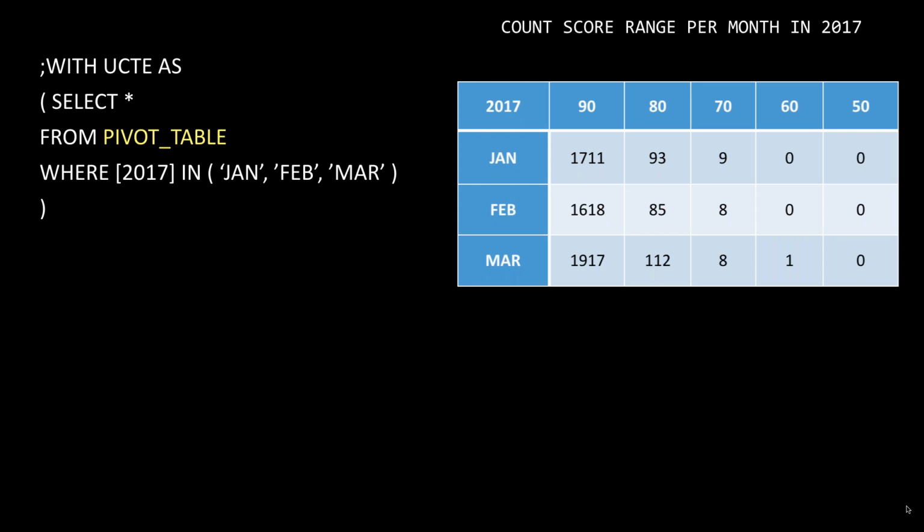All right, so we have the select star from the pivot table where in 2017, January, February, March. That's what I want to see. That's my pivot. They went to the software, they've given it to me. C-level managers have given it to me, and I need to put this into my table.